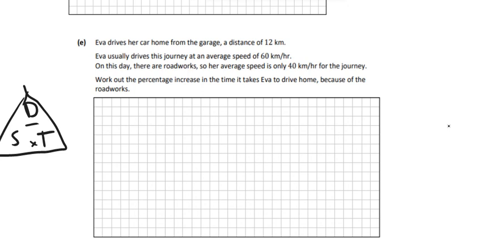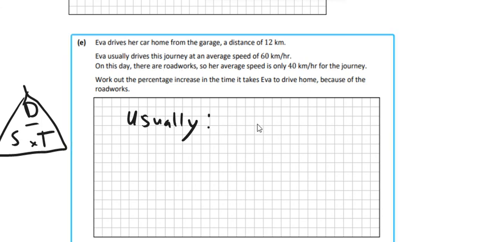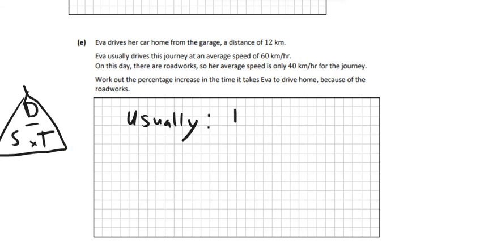Work out the percentage increase in the time it takes Eva to drive home. So we're looking at the difference in time here. Usually the time would be the distance over the speed. So it would be 12 over 60. That would usually be the time. So that would be 0.2 hours.